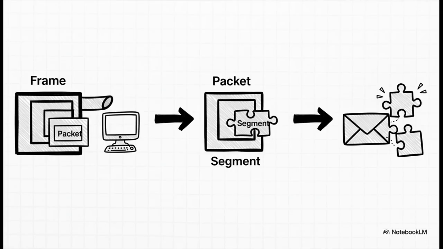So once all those packets finally arrive at their destination, the whole process just happens in reverse. It's like unwrapping a gift. The receiving computer tears off the frame to read the packet, then tears off the packet to get to the segment inside. And then, thanks to TCP keeping track of all the numbers, it puts all the segments back together in the right order to perfectly recreate your original message.